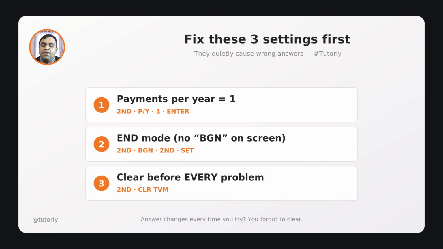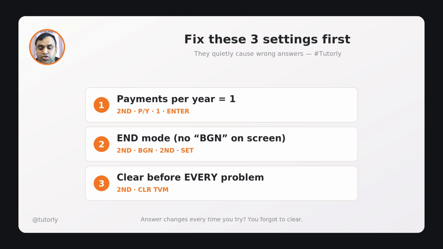Setting 1. Payments per year equals 1. By default, this calculator tries to do the compounding for you. Don't let it. Set payments per year to 1 and you stay in control. You convert the rate and the period yourself, every time. Fewer surprises, fewer wrong answers.